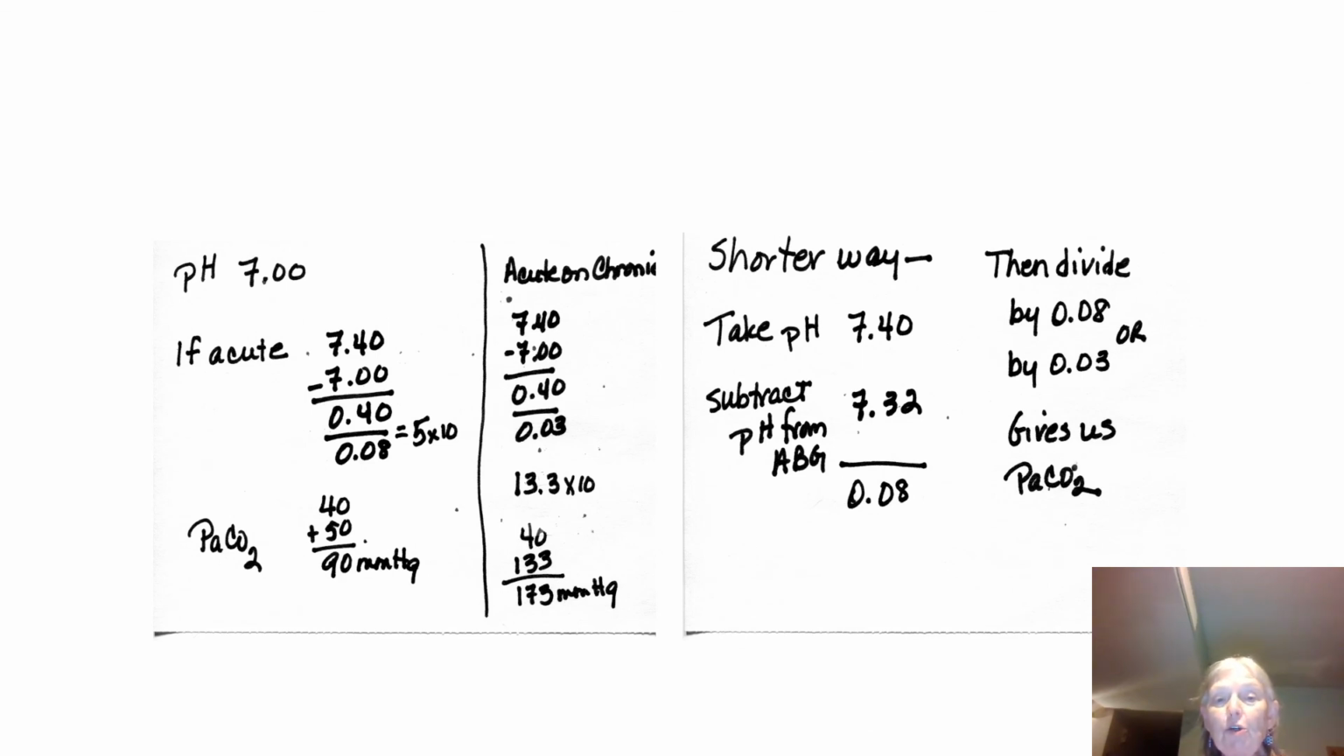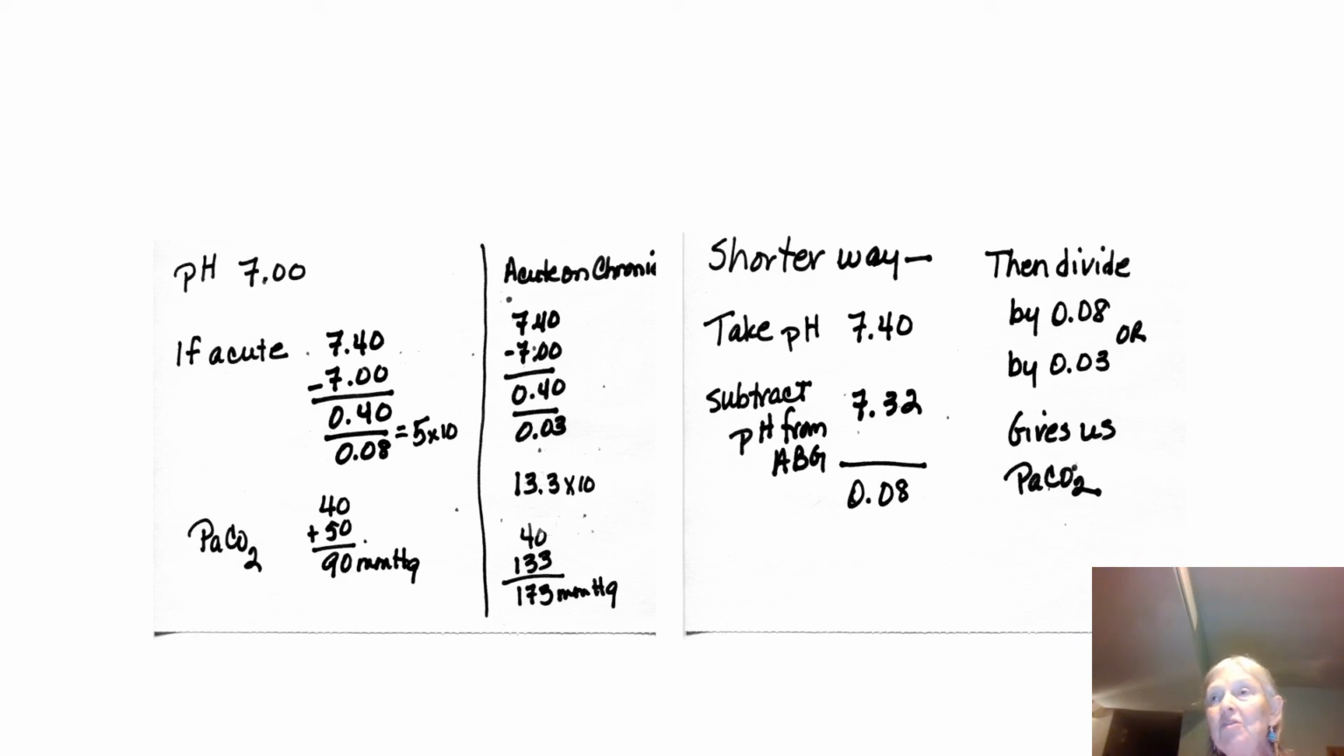So just to show you two examples here, over here you have a pH of 7.00 in the case of an acute one. And this is a shortcut, easier way of doing this sometimes. Take your pH of 7.40, subtract whatever pH you have on your ABG slip. You know your change, in this case 7.40 minus 7.0 is 0.40. I want to know if this is acute. I'm going to divide by the 0.08. And you guys know in this case, you're just going to take 8 into 40.